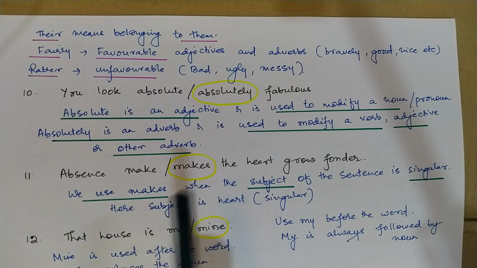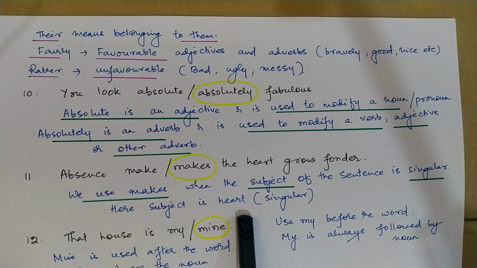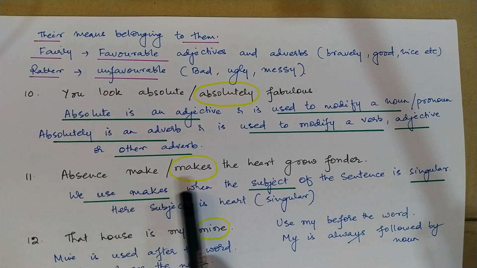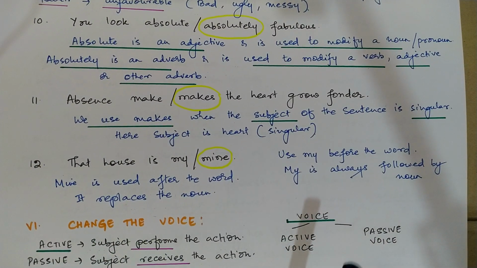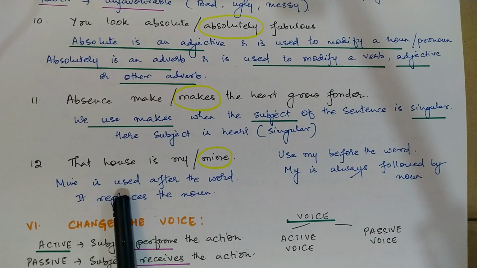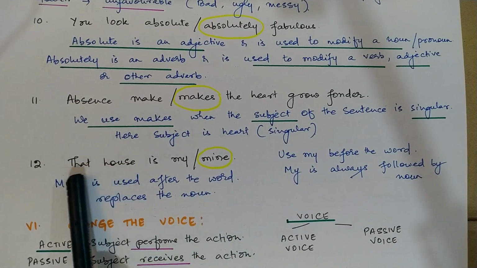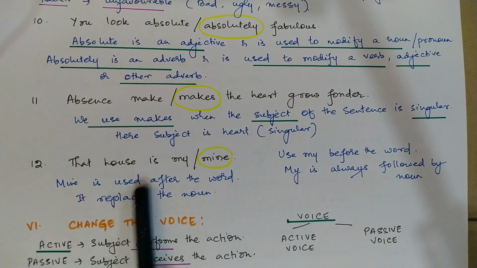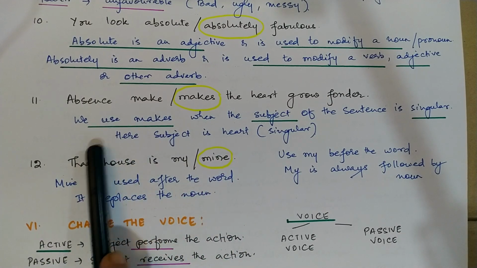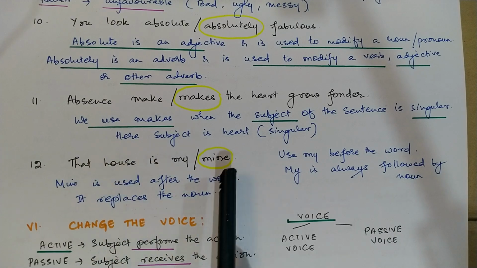We use makes when the subject of the sentence is singular. Your subject is heart, which is singular, therefore we use makes. Number 12, that house is my or mine. Now mine is used after the word. What is the word? That house is before, so we have to use mine after this. It replaces the noun. The noun here is house, so that house is mine.